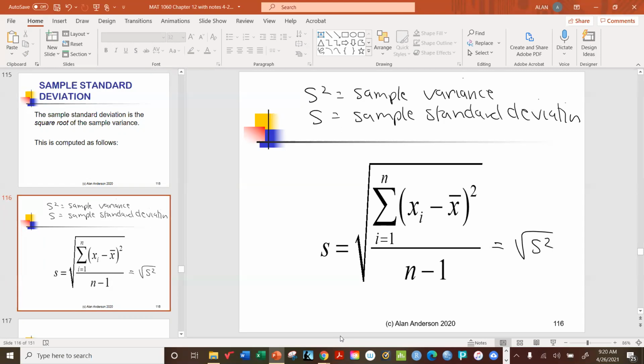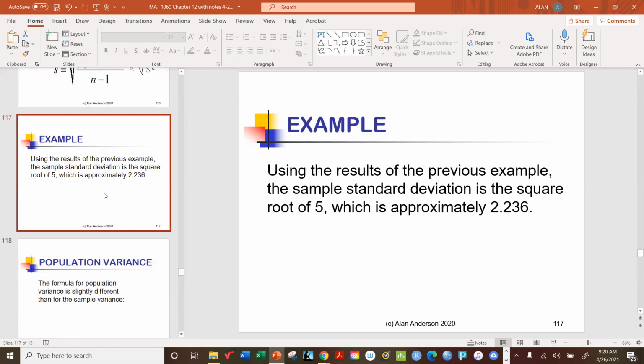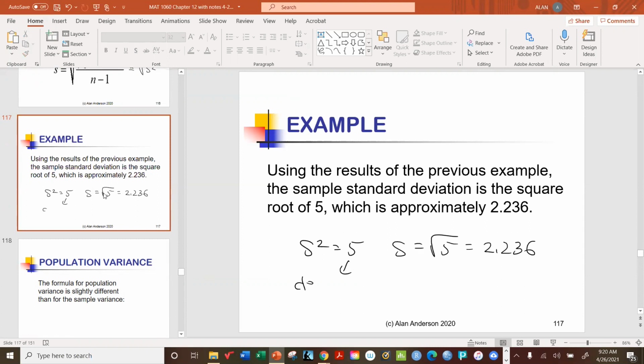Okay, so in our case that we just got through doing, since we already know that S squared is 5, S is the square root of 5, which is 2.236. So this is degrees squared, and this would be degrees. And so all of a sudden now that's fine. We can have a mean of 2 degrees and a standard deviation of 2.236 degrees.